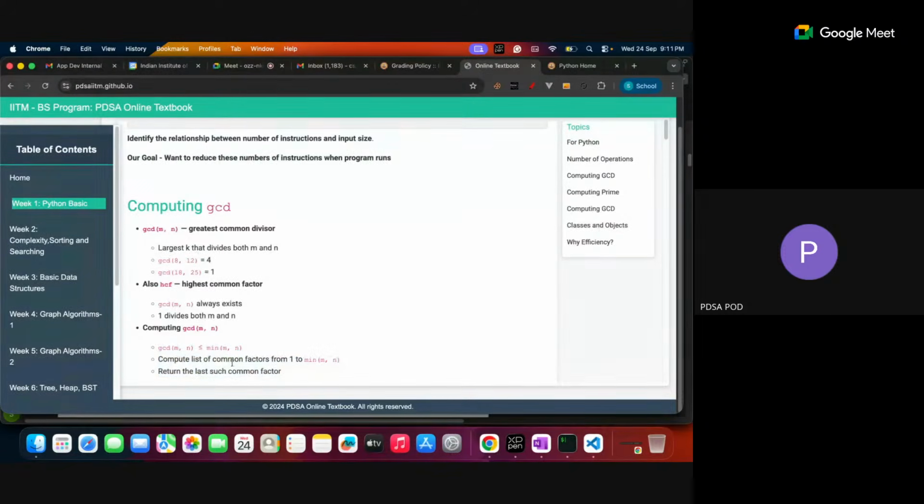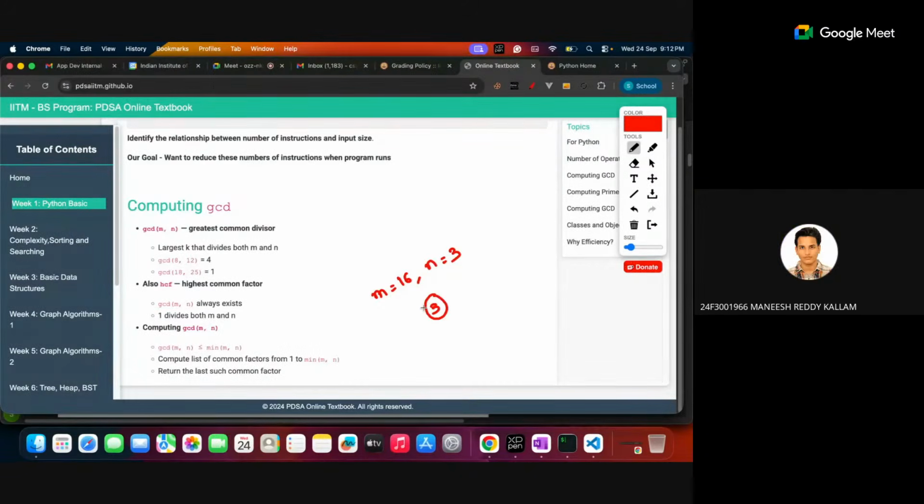Now, what I do is, for the GCD, we extract the minimum of m and n. For example, if I've taken m as 16 and n as 3, we extract the minimum of these two. Who is the minimum of these two? 3, right? Is it right? Yes, sir. Then compute the common factors list from 1 to the minimum of m and n.